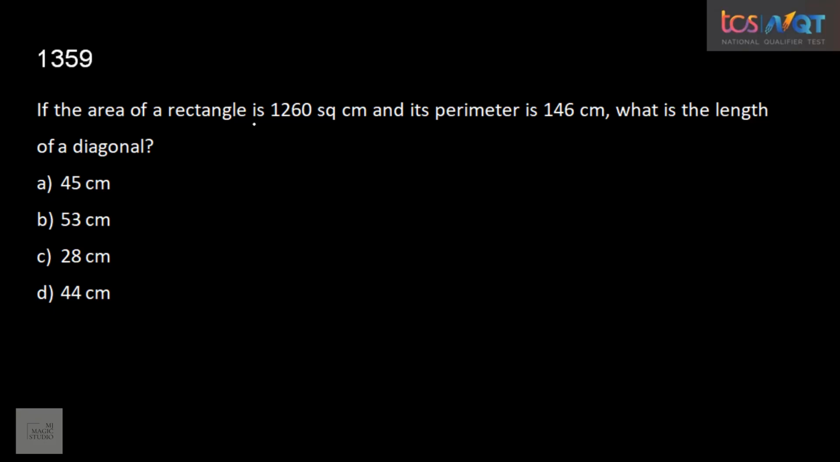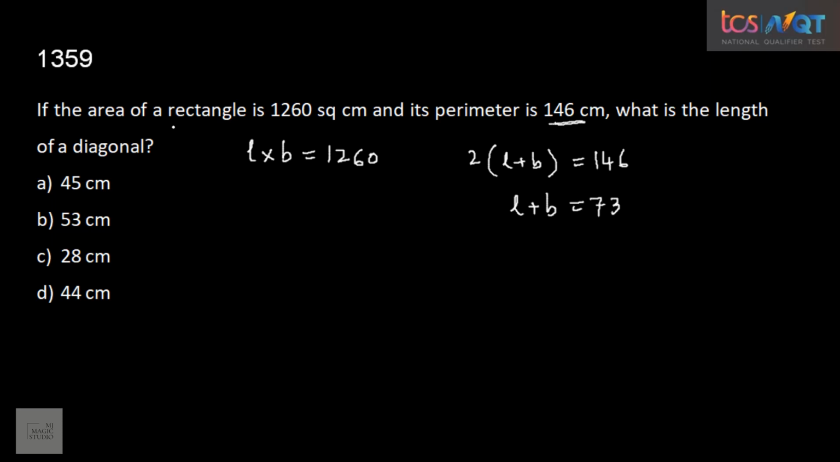If the area of a rectangle, that means length into breadth, is 1260 square centimeter and its perimeter is 146. Perimeter means 2 into (L plus B) equals 146. That means L plus B is 146 by 2, that is 73. What is the length of the diagonal?